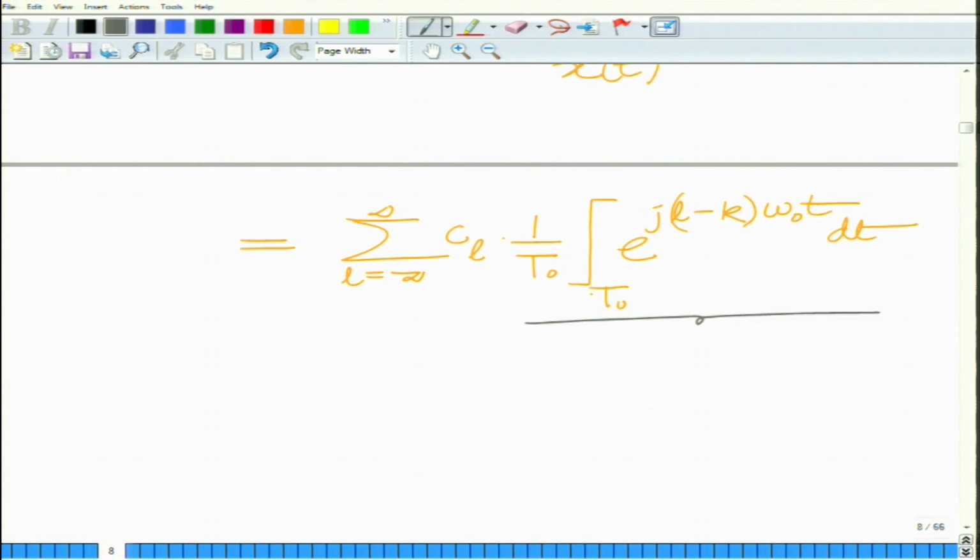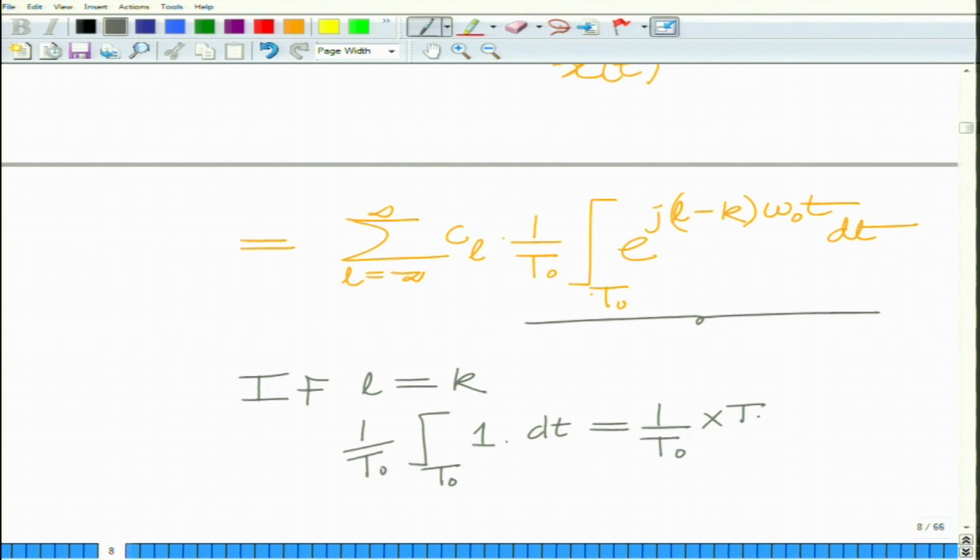Now, if L equals k, this integral becomes 1 over T naught; L minus k is 0 if L equal to k. So this is e raised to 0, which is 1 over T naught times the integral over duration T naught of 1 dt, which is 1 over T naught into T naught, which is equal to 1.